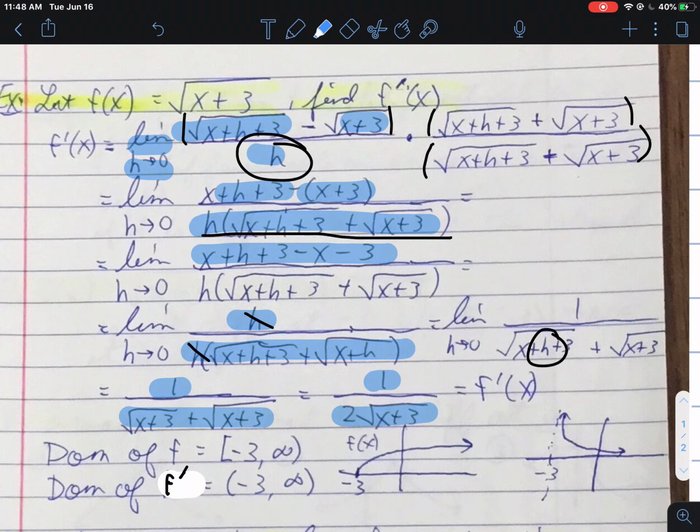So, a different type of function, but the process doesn't change. We just have to tweak it depending upon the type of function that we're working with, and that is then f prime of x.